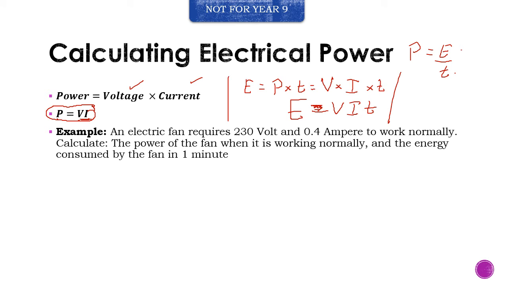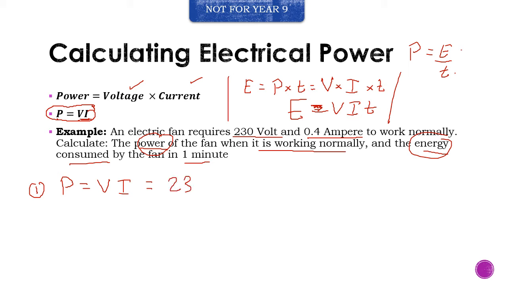Let's have a quick example. It says an electric fan requires 230 volts and 0.4 amperes to work normally. Calculate the power of the fan when it's working normally, and the energy consumed by the fan in 1 minute. First, I want you to calculate the power with me. So I want two things now: power and energy. Number one, power equals V times I. V is 230 times I, which is 0.4. Just a second, 230 times 0.4 gives me 92 watts, 92 watts.